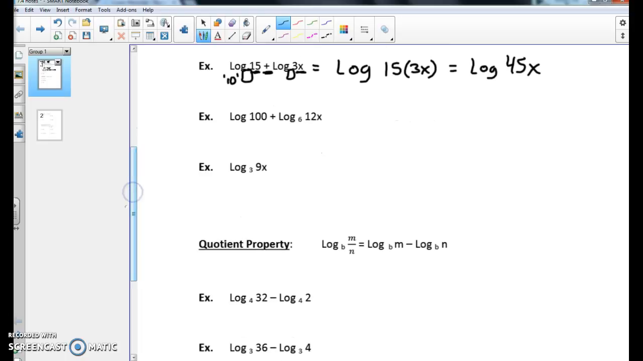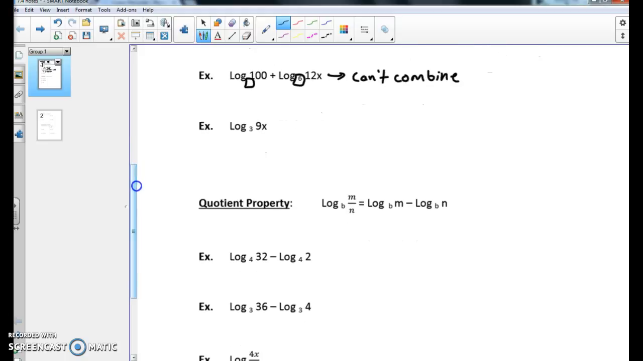Next one, log 100 plus log base 6 of 12x. What do you guys notice here? Maybe you look at this for a second and realize that this one is in base 10. This one is in base 6. In a situation like this, you can't combine. Remember, I said a little bit ago that it has to have the same base. Obviously, this doesn't, so we cannot simplify it.